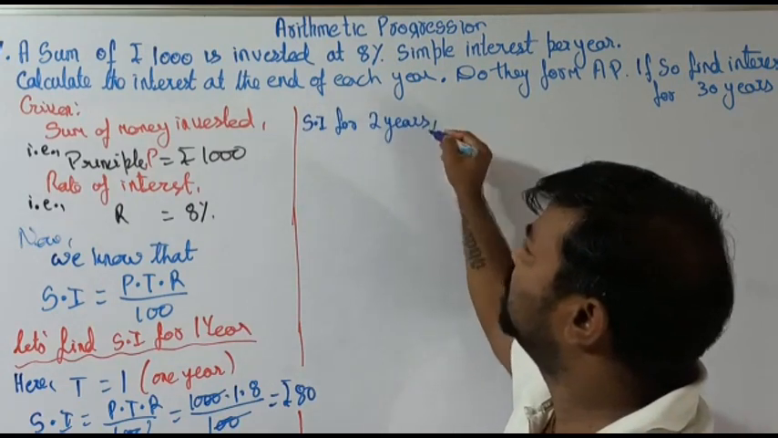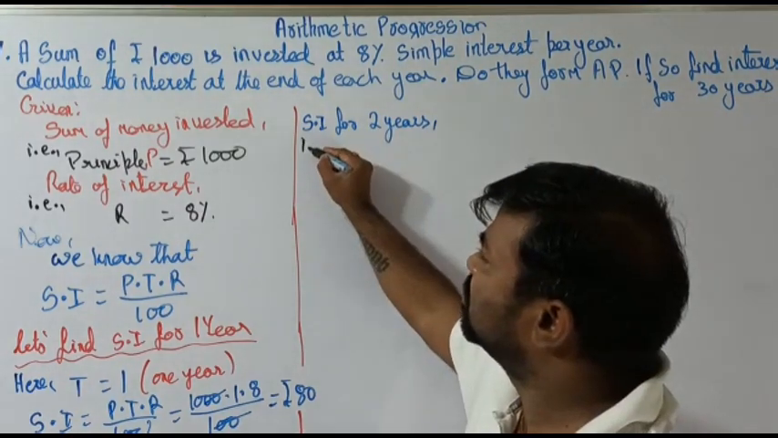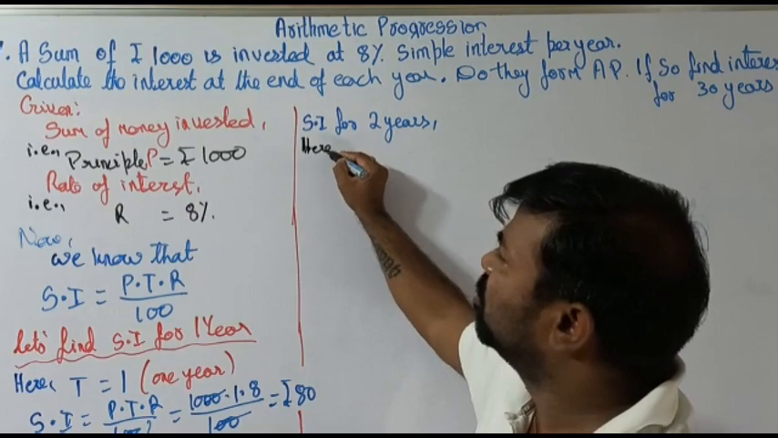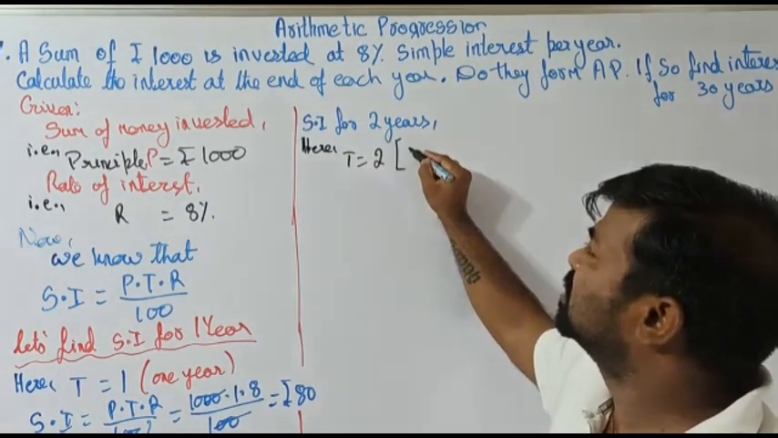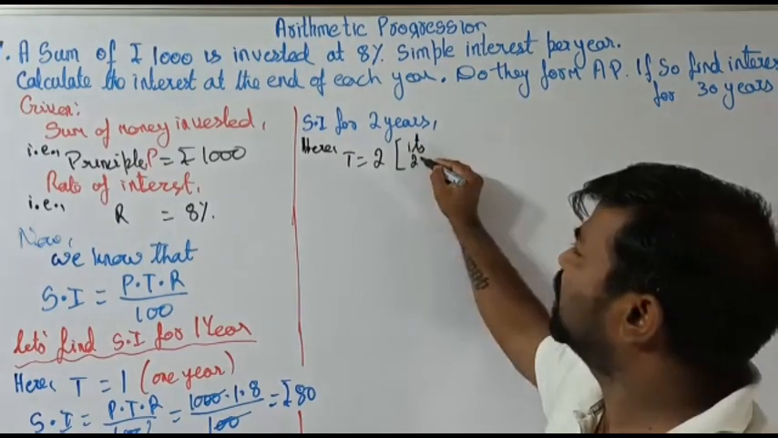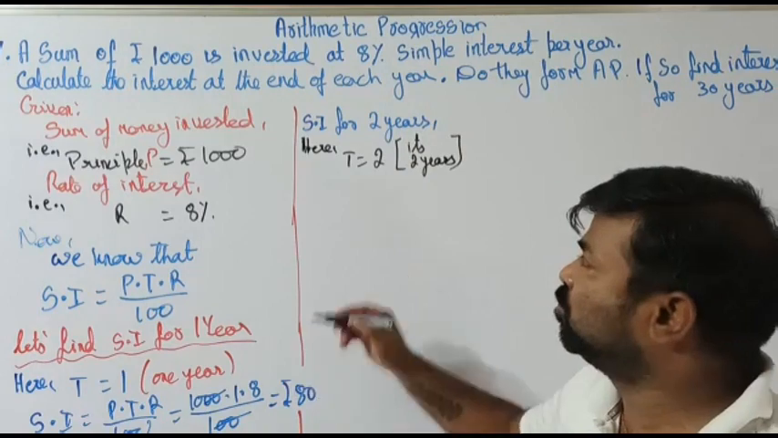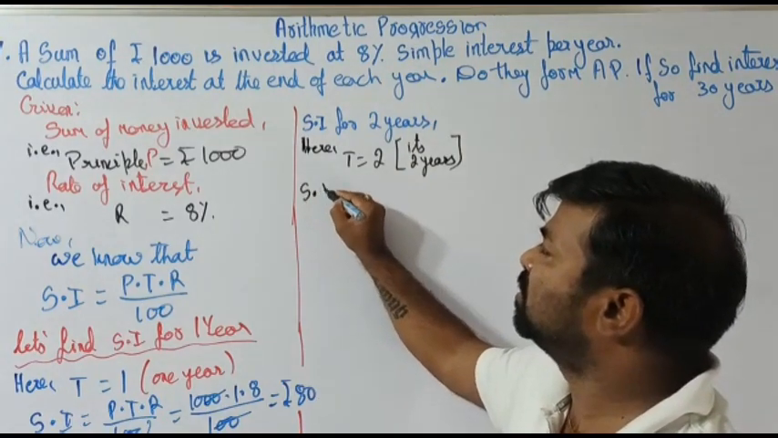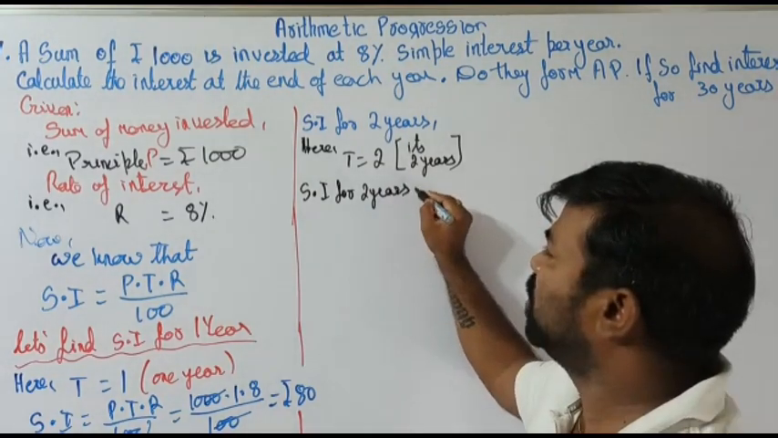Let's calculate the simple interest for 2 years. Now you have to remember that, we call it t is equal to 2. Why? Because it's 2 years. As it is 2 years, we take t is equal to 2. Now, simple interest for 2 years we are going to calculate.